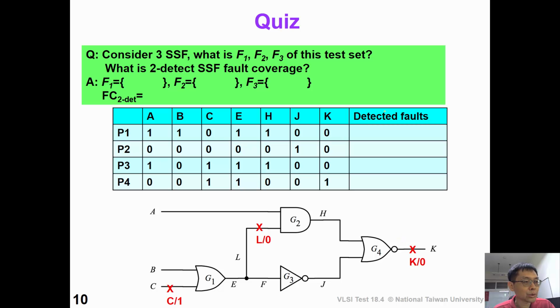Now it's time for you to work on this quiz. Consider these 3 faults in the circuit. After we apply these 4 test patterns, what are the 3 lists F1, F2, and F3? And what is the 2-detect single stuck-at fault coverage? Please now pause the video and work on this problem.